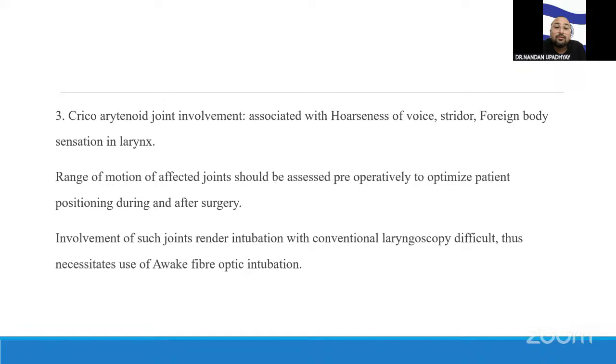Yes, very good. Then what about the anti-rheumatoid drugs perioperatively? How will you optimize this patient?